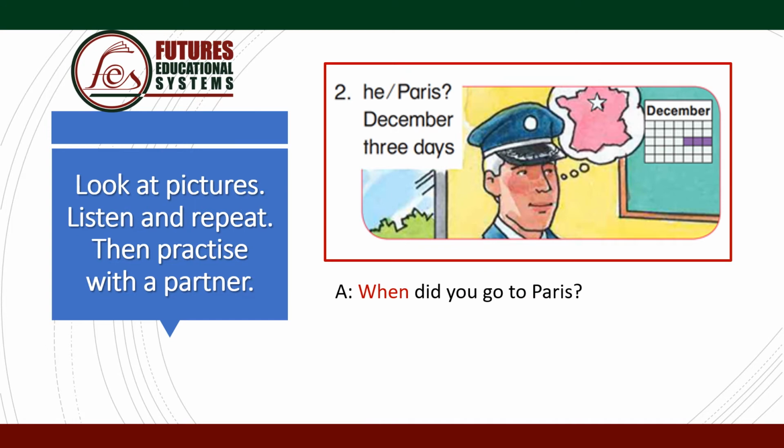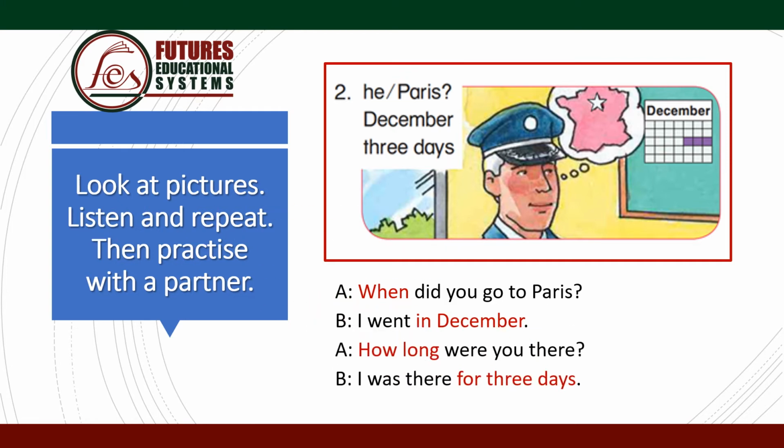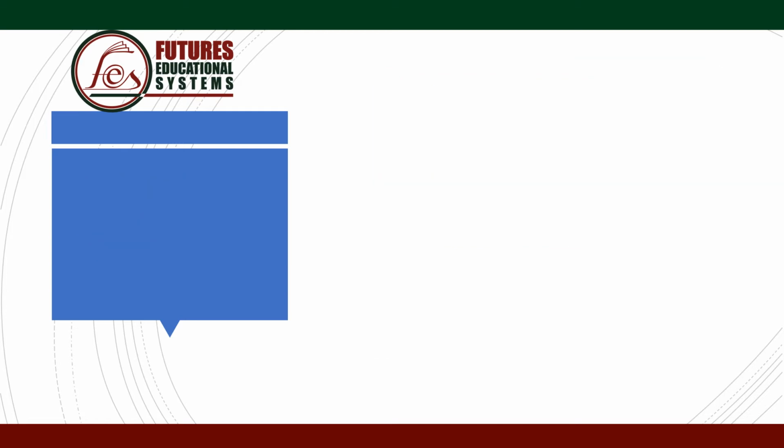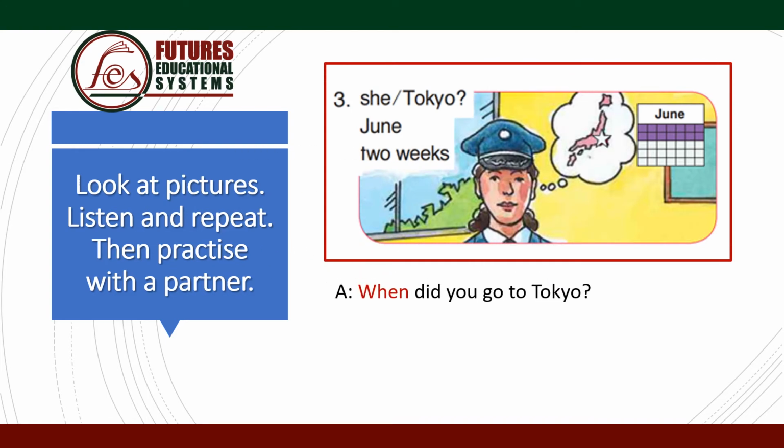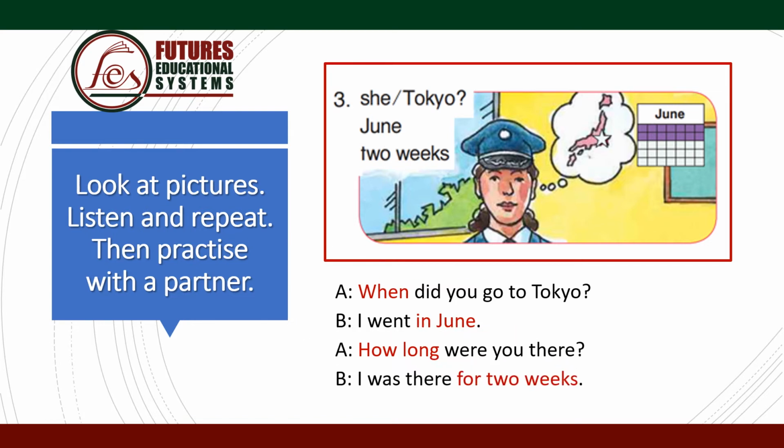When did you go to Paris? I went in December. How long were you there? I was there for 3 days. When did you go to Tokyo? I went in June. How long were you there? I was there for 2 weeks.